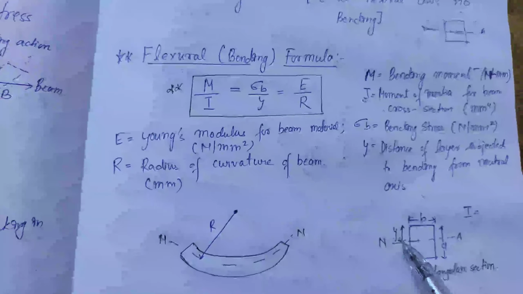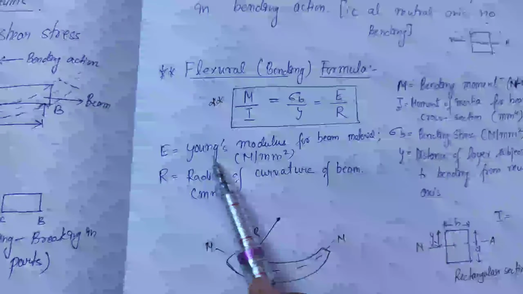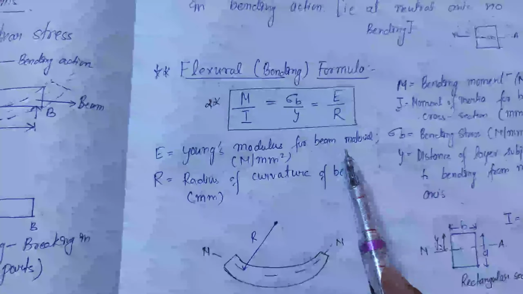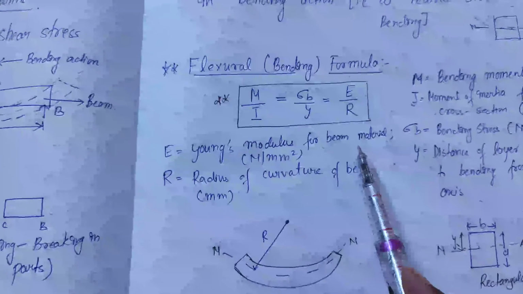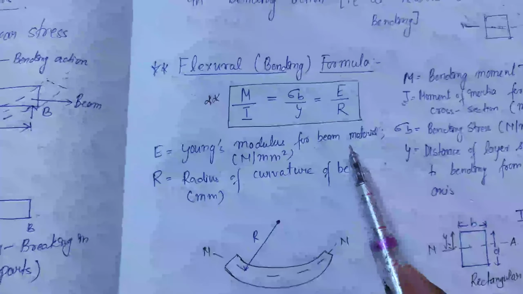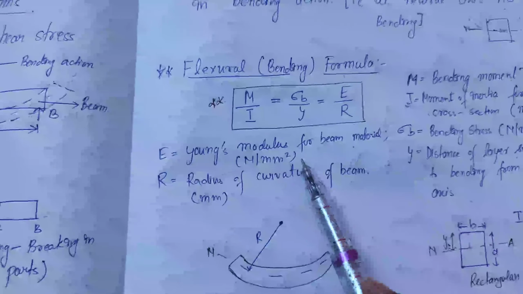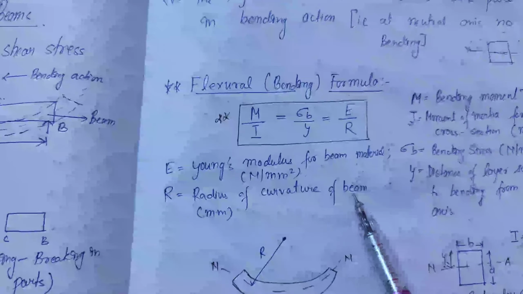Next is E, Young's modulus. You are familiar with this E, right? It is the Young's modulus for the beam material. For different materials you will get different Young's modulus: for steel it is different, for concrete it is different. Its unit is Newton per mm square. Now see what R is. R is the radius of curvature of the beam.